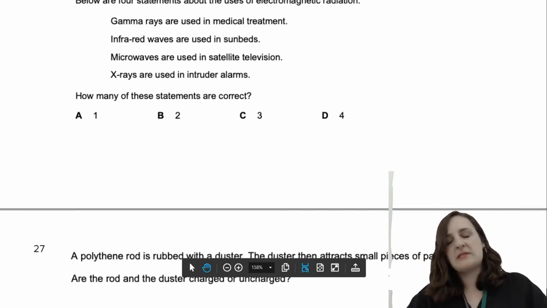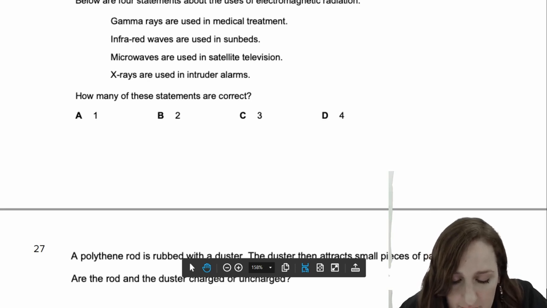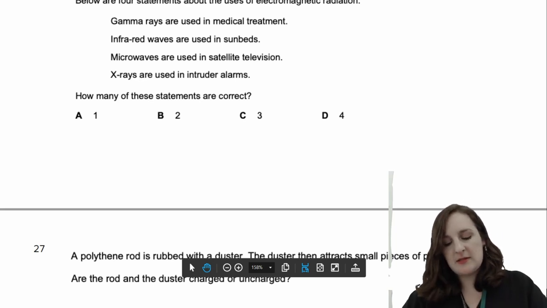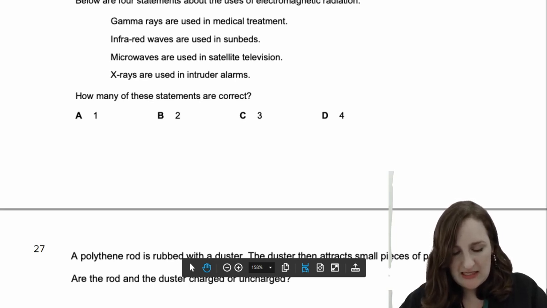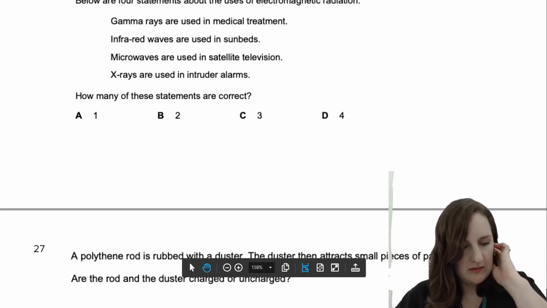Okay, 26 is more about thinking than doing calculations. Below are four statements about the uses of electromagnetic radiation. Gamma rays are used in medical treatment. Infrared waves are used in sunbeds. Microwaves are used in satellite television. And X-rays are used in intruder alarms. How many of these statements are correct?